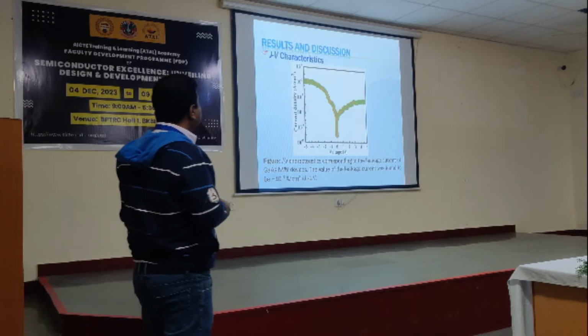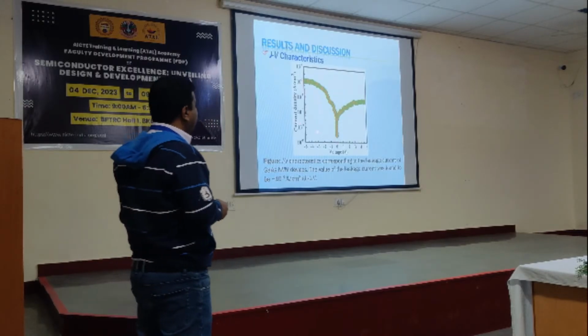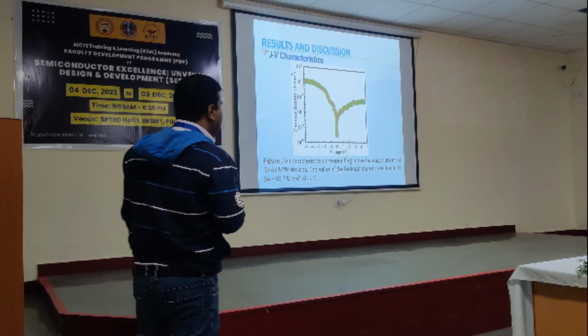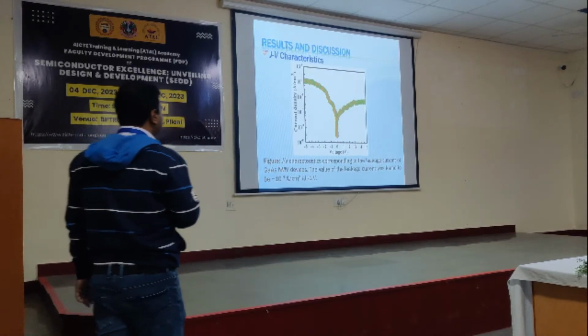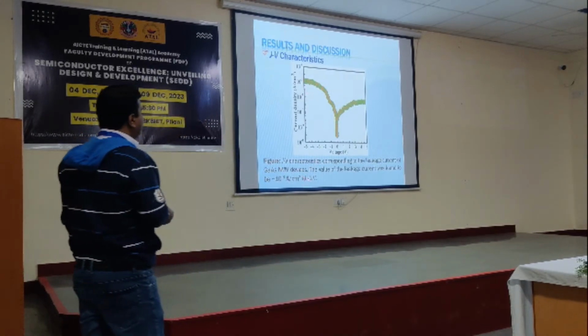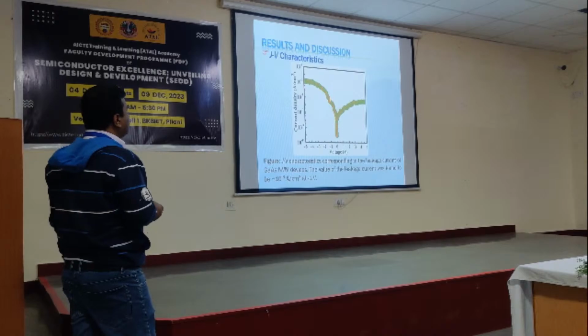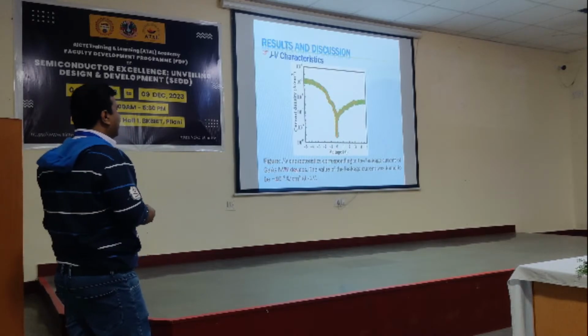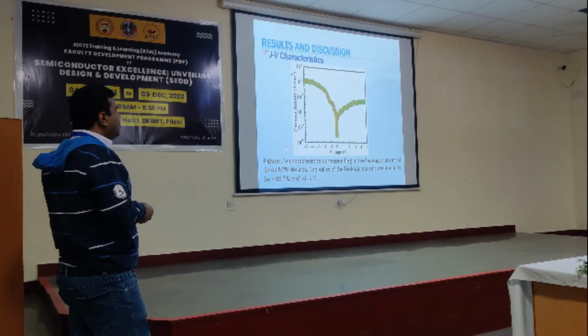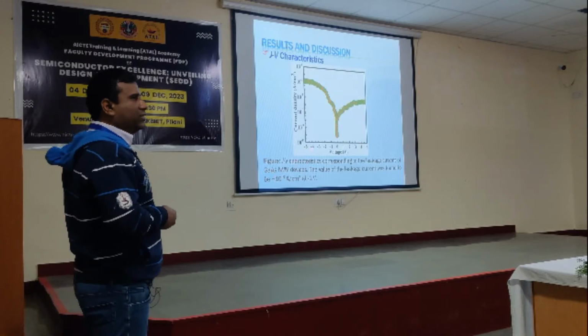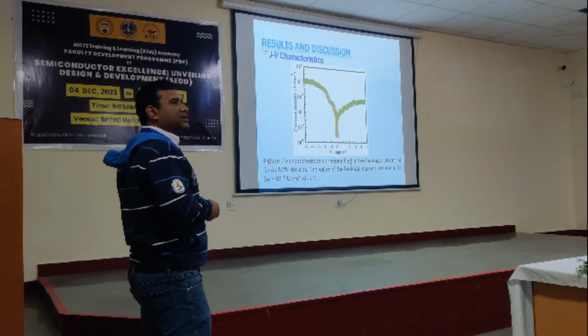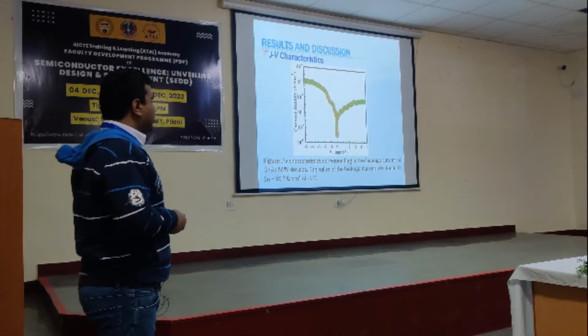Right. Now this is your current density versus voltage characteristic, which confirms the leakage current density. You see at -1 volt, the leakage current is significantly very small. That also ensures that your device is very good. There is no significant leakage current.